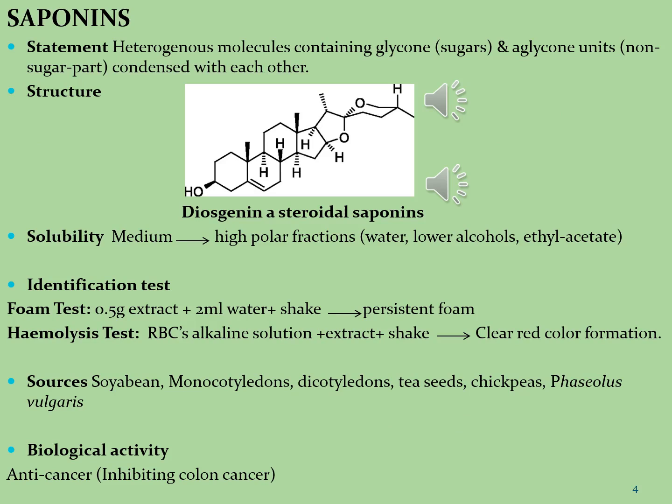Saponins are heterogeneous molecules containing glycone, that is called sugar part, and aglycone, that is called non-sugar part. So these two units are linked with each other and generally known as the saponin molecules. In the structure you can see over here, the sugar moiety is linked with the steroid moiety, and this molecule is called the steroidal saponins. The name of this molecule is diosgenin.